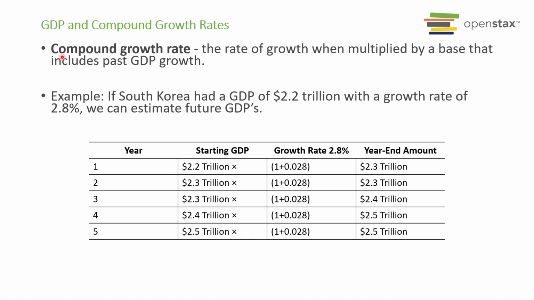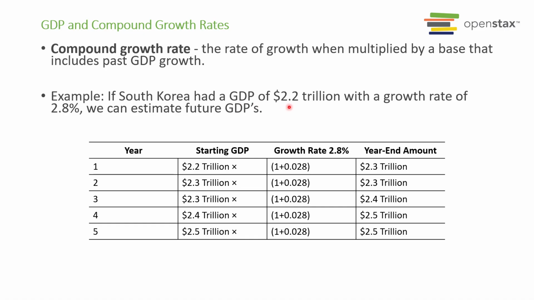And this is called compounding the growth rate, right? Because we're going from one year to the next, and one year grows, and then the next year includes the growth from the previous year, and then that growth itself starts to compound. So that's the rate of growth when multiplied by a base that includes past growth in GDP. All right. So here's an example.